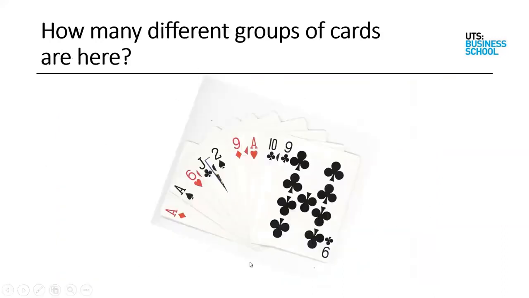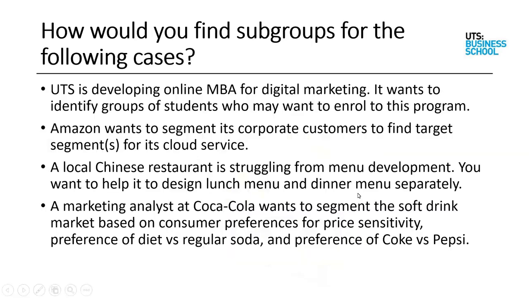So for example, here is this deck of cards. In what ways can you segment this deck of cards? On the basis of red and black, on the basis of suits. And you could also do a segmentation based on the numbers versus letter groups. And that is really what segmentation is all about. Okay, so here's an example.